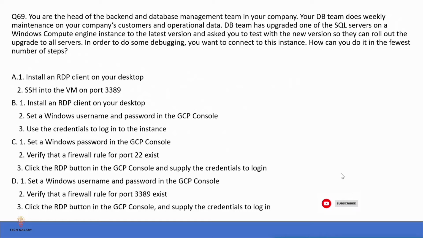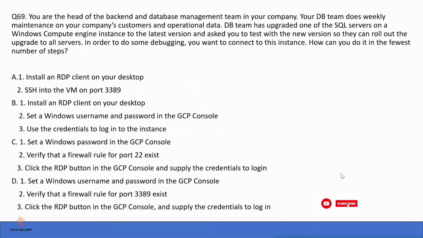Option C, set a Windows password in the GCP console. Verify that a firewall rule for port 22 exists. Click the RDP button in the GCP console and supply the credentials to login. So here they are suggesting us to use the port 22, but this port 22 is used for SSH and not for RDP, so this option is not correct.